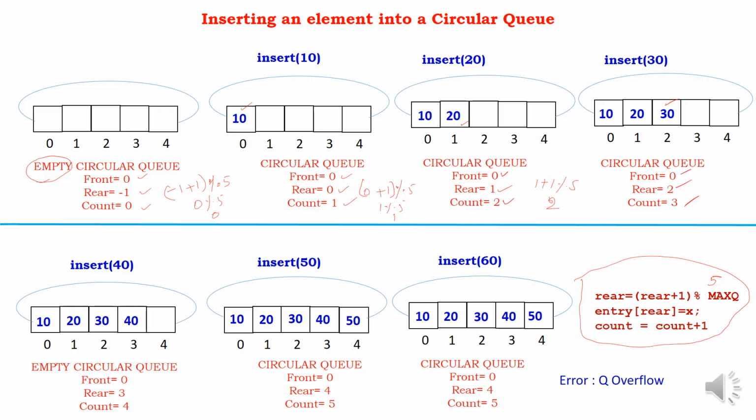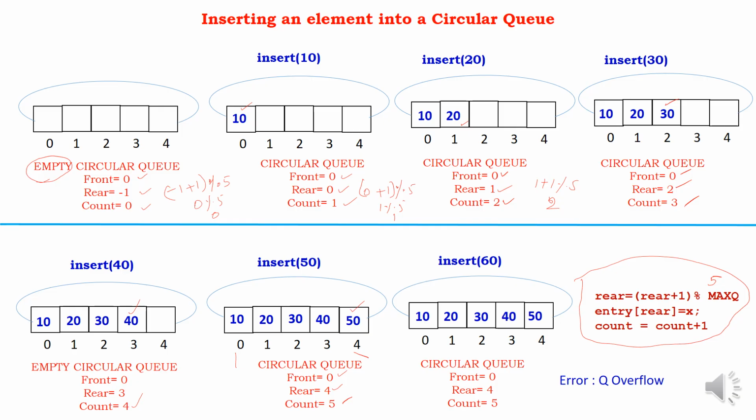Then to insert 40, the same. 40 is inserted in the next position after rear. Previous rear is 2, so in the third place it is placed. Count is increased. Again, you insert one more element. That element is inserted at location 4. Rear is 4, front is 0. So front is 0, rear is 4, count is 5. So there is a possibility of storing 5 elements. All the 5 elements have been inserted.